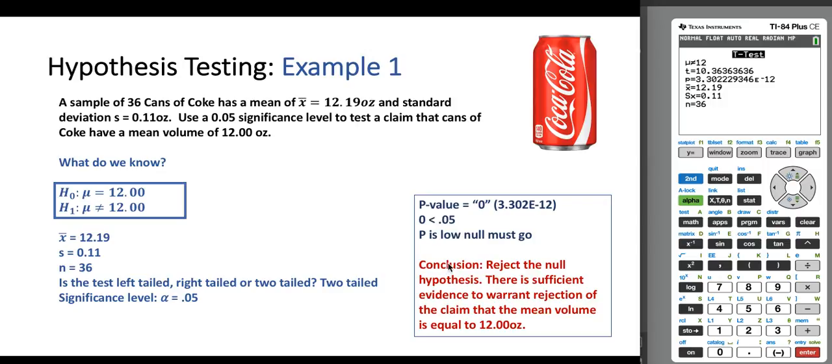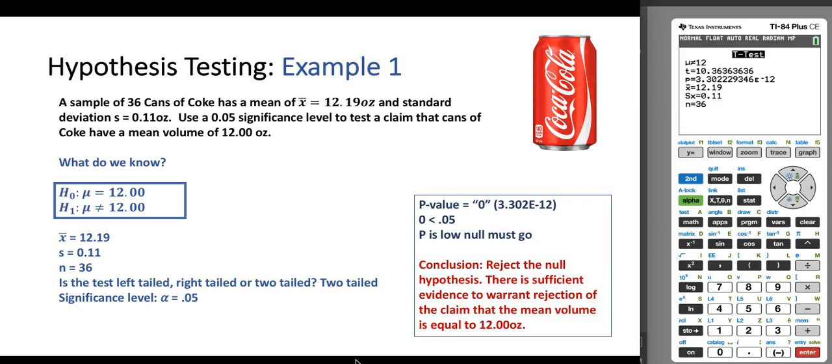So if p is low, null must go. That means we do reject the null hypothesis, sorry. So the conclusion is to reject the null hypothesis. There is sufficient evidence to warrant rejection of the claim that the mean volume is equal to 12 ounces.